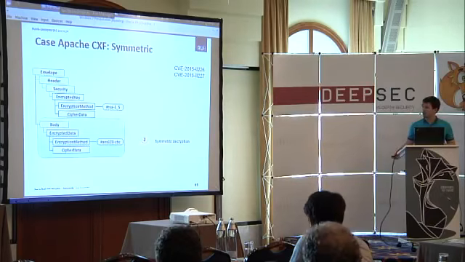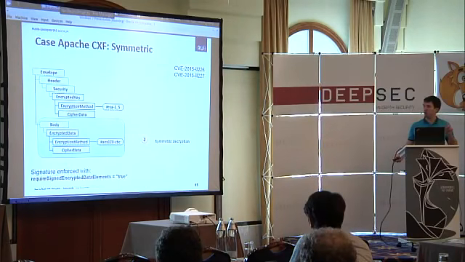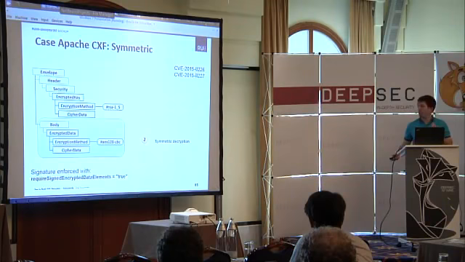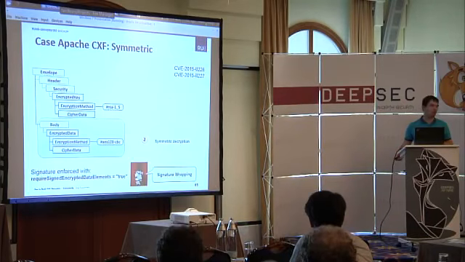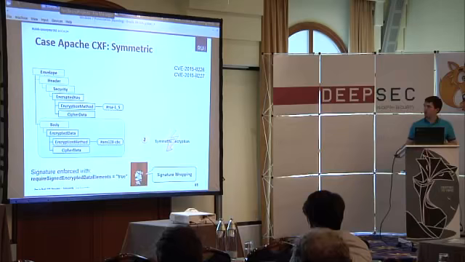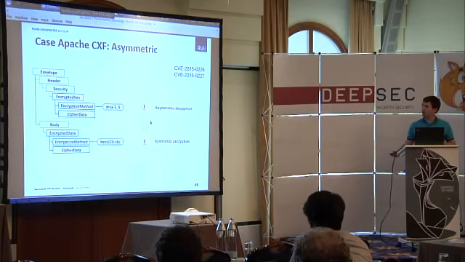First, there was a signature protection which you could enforce using a specific parameter, requireSignedEncryptedElements, set to true. This enforced that the data was verified every time. The signature was always verified over the encrypted data before it was decrypted. But we could apply a signature wrapping attack to this. So this was the first bug in Apache CXF. This was how we could apply the attacks on the cipher block chaining mode of operation.